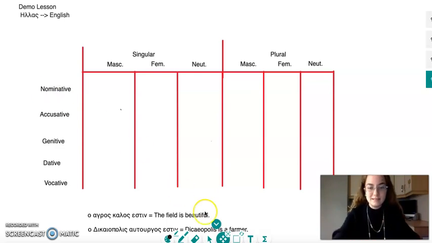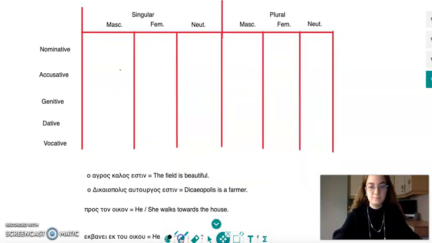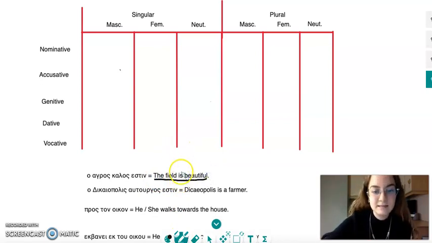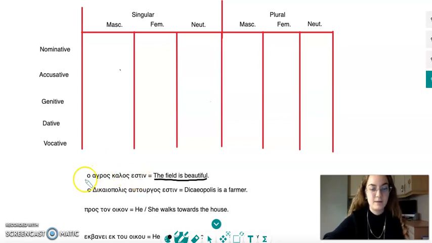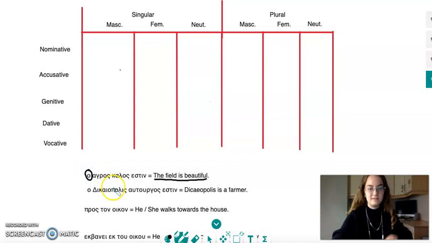So let's look at some English to begin. If we just look at this first sentence here, "the field is beautiful." In the sentence we've got our verb "is," from "to be," and we have our subject, "the field," and the complement, "beautiful." Now if we look at the Greek, "ho agros kalos estin," that means "the field is beautiful." So the first word, "ho," that refers to "the." So that there is our definite article.